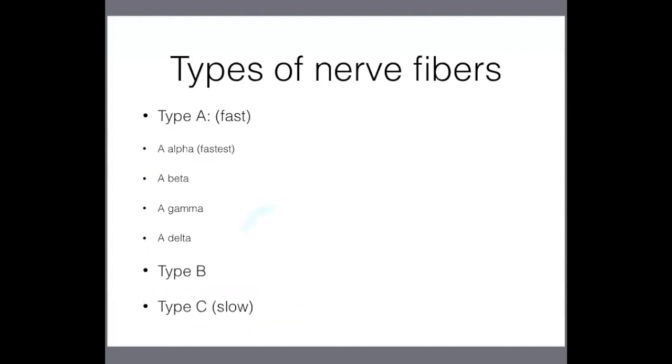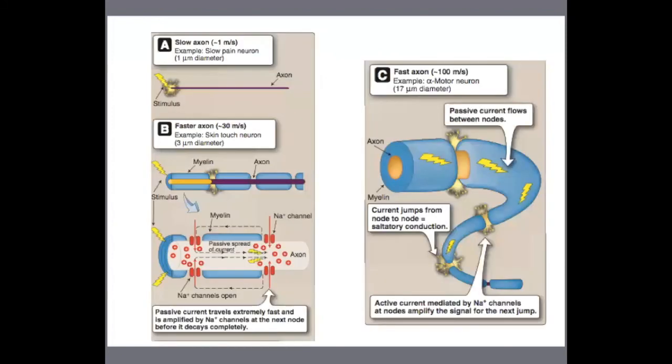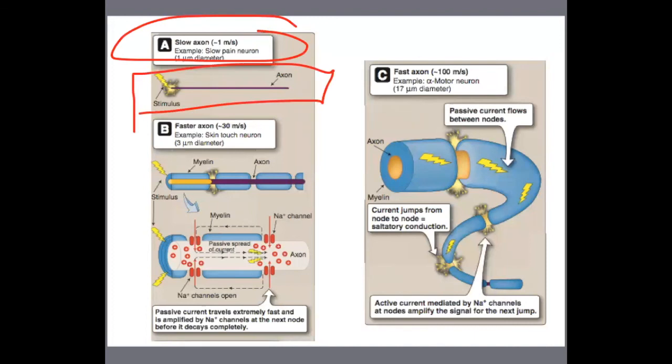Why? Basically, as I said, it depends on the amount of myelin. As you can see, the slow one has no myelin, so it's slow. It carries a type of pain. If your body transmitted pain really fast, it would hurt you a lot, so it transmits it slowly.